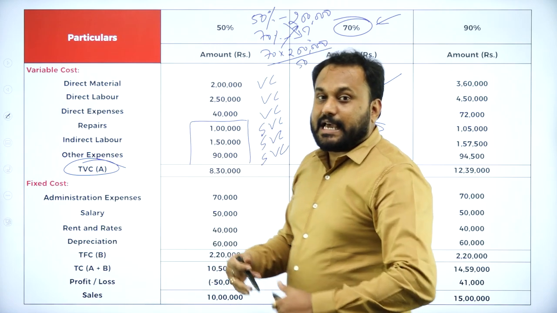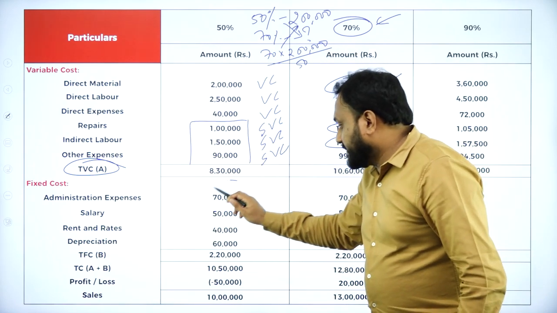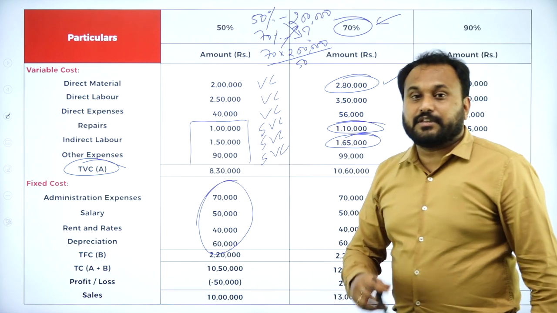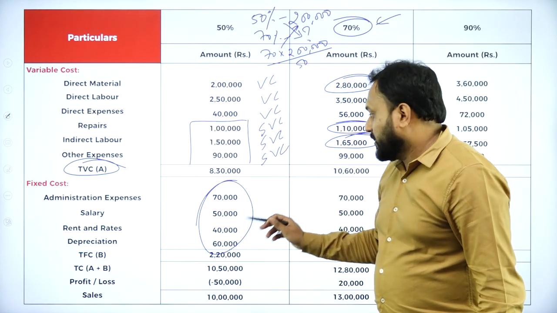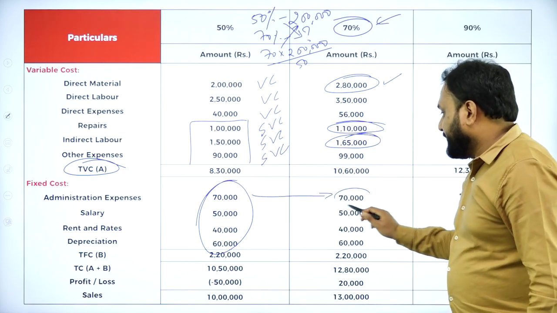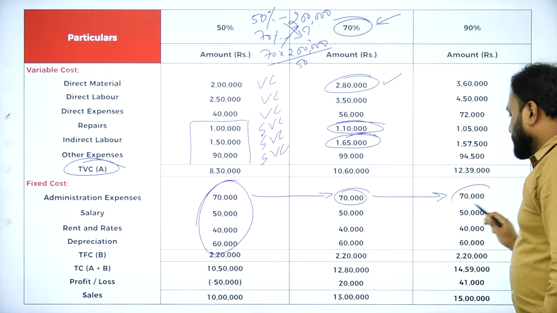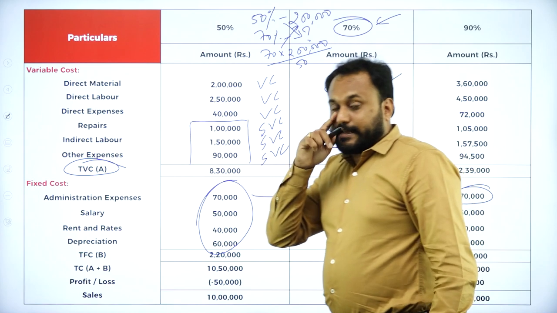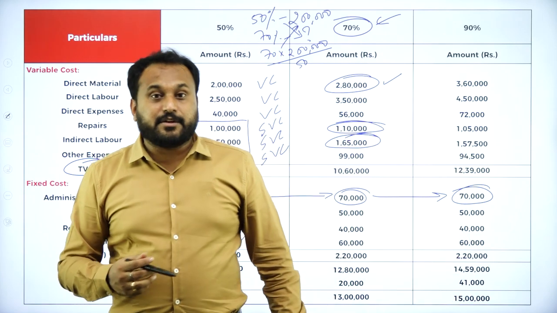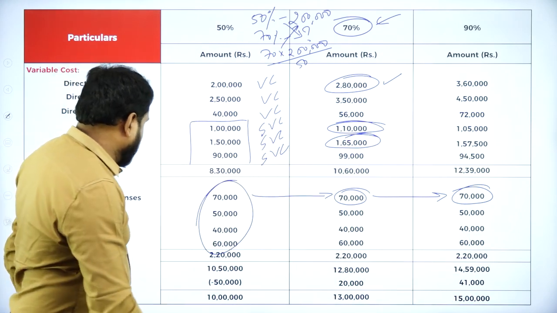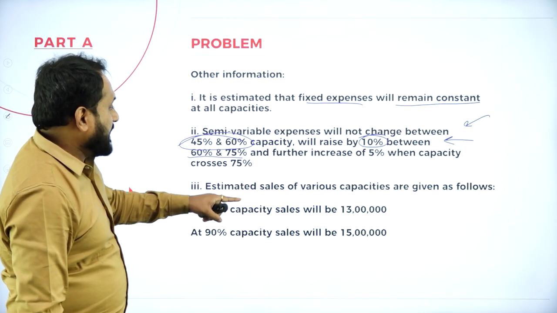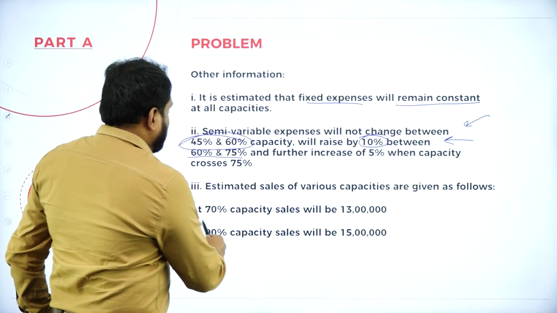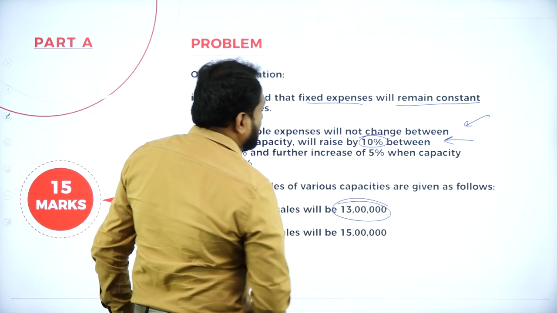And they have said that the fixed expenses, the fixed cost, will not change. So 70,000, 70,000, then here also 70,000. Later, calculate and you will get the total cost, and then we have sales here. How much is the sales here? They have given that the estimated sales at 70% capacity is 13 lakh.